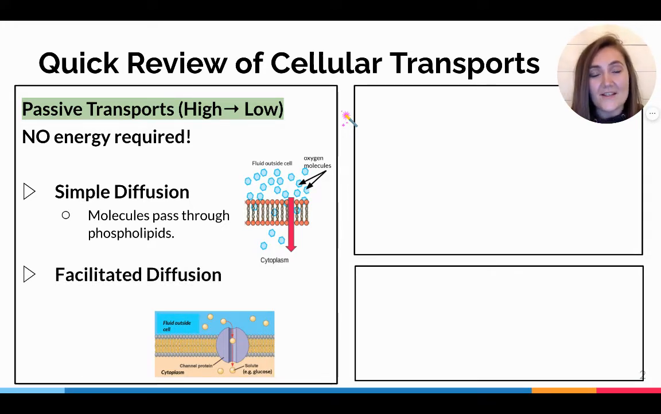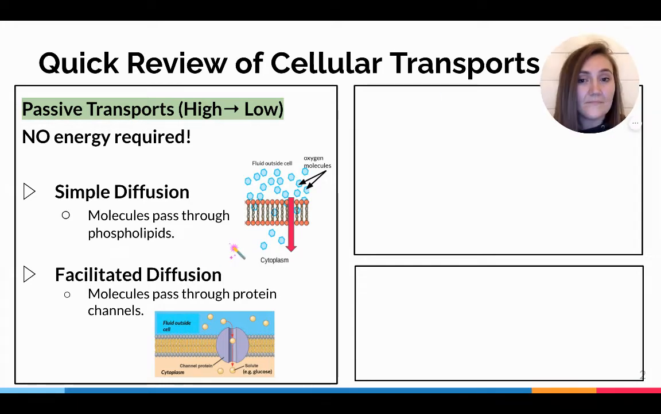Facilitated diffusion is the second one that you learned. Facilitated meaning that it needs the assistance of a protein channel. So these molecules typically are larger in size and they are polar. Therefore, they have to pass through that protein channel that is embedded in the phospholipid membrane.